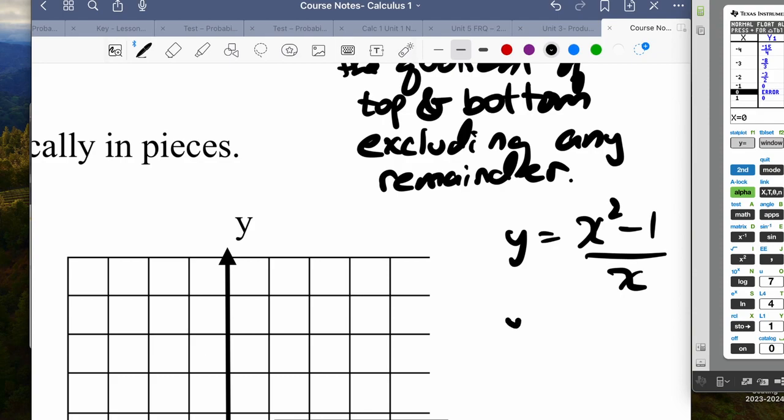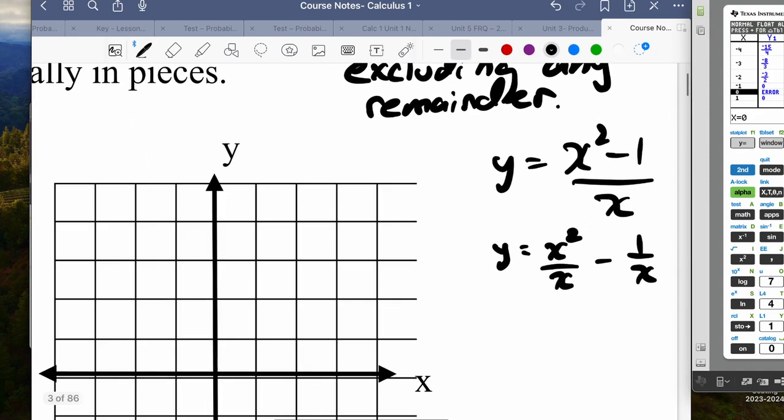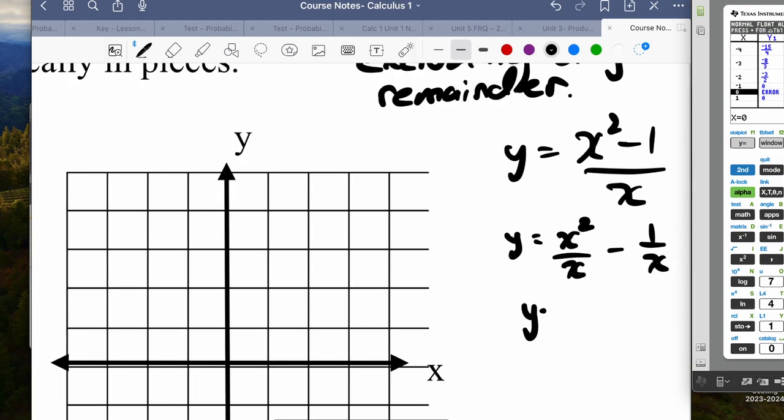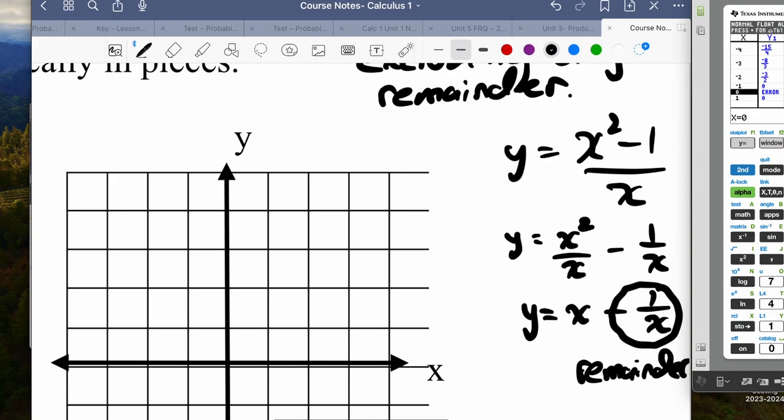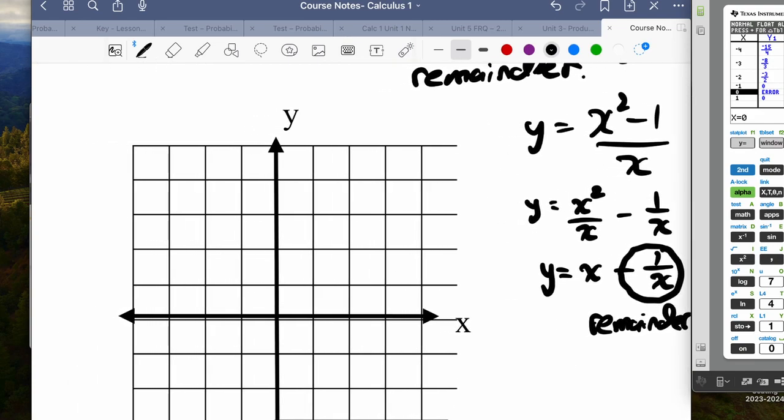So here I'm just going to do y equals x squared over x minus 1 over x. So we get y equals x minus 1 over x. In that simplification process, you end up with the sum or difference of a polynomial function, in this case linear, and a rational function in simplest form. That rational function in simplest form is the remainder. So that's my remainder, and we're going to drop that.